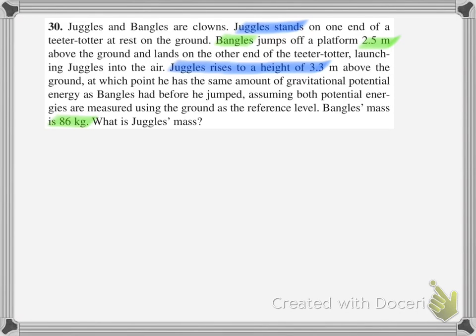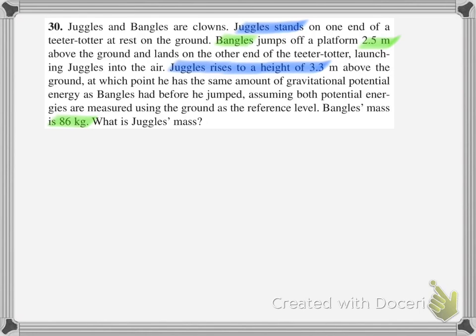Here we have problem 30 from chapter 6. Juggles and Bangles are clowns. Juggles stands on one end of a teeter-totter at rest on the ground. Bangles jumps off a platform 2.5 meters above the ground and lands on the other end of the teeter-totter, launching Juggles into the air. Juggles rises to a height of 3.3 meters above the ground, at which point he has the same amount of gravitational potential energy as Bangles had before he jumped. Assuming both potential energies are measured using the ground as the reference level, Bangles' mass is 86 kilograms.